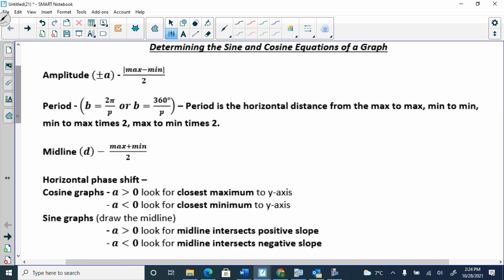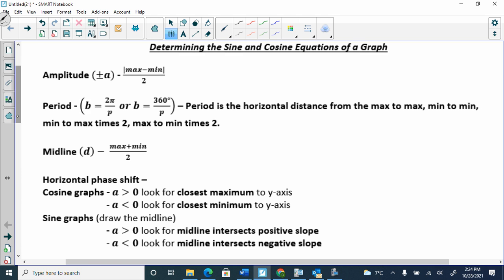But your amplitude off of a graph, the way you figure it out, is you actually do the absolute value of the max minus the min divided by 2. When you do that, it actually finds half the distance between your max and your min. That's all you're doing, right? Absolute value of max minus min divided by 2. So we're going to practice that on a whole bunch of graphs that are on the paper in front of your face. We're going to find all the amplitudes first.